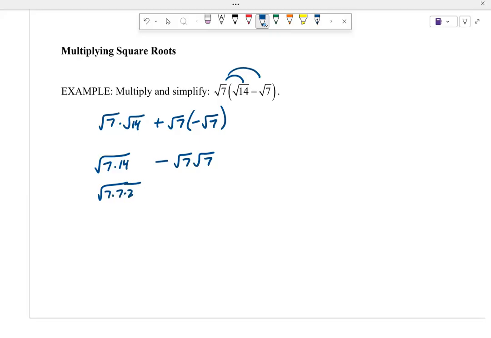14 is 7 times 2. I'm taking a square root, so I'm just looking for 2 of a kind. So it looks like we have 7 root 2 minus 7.